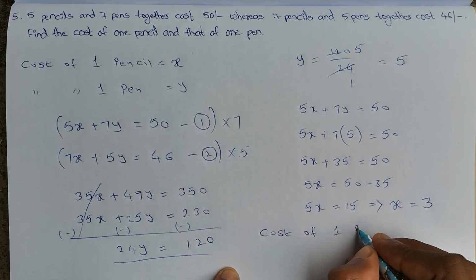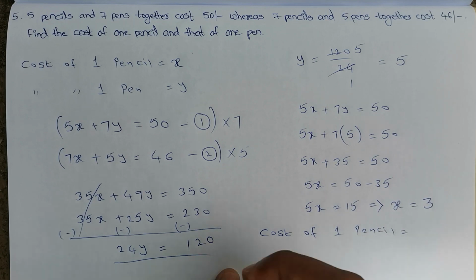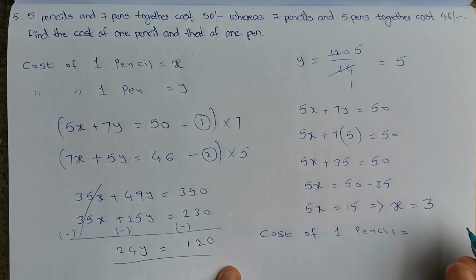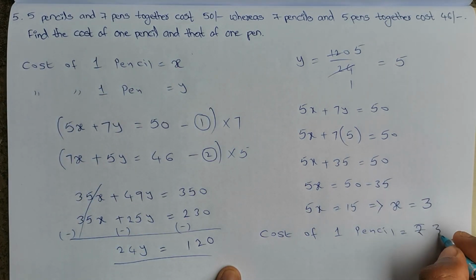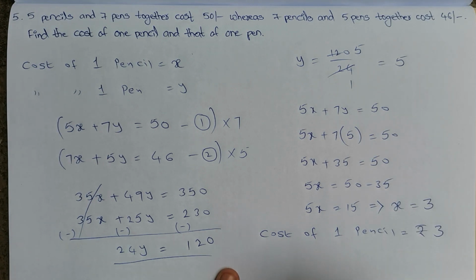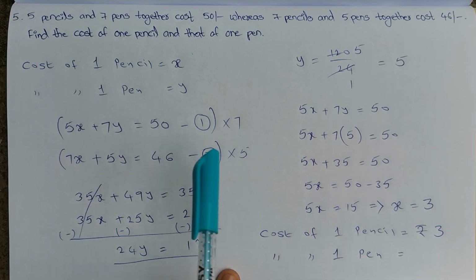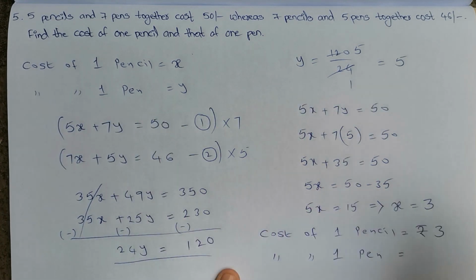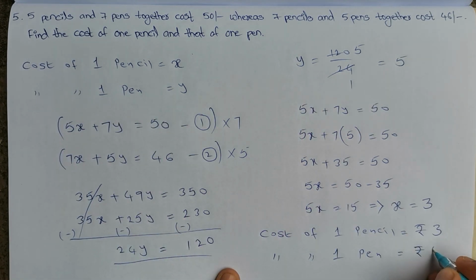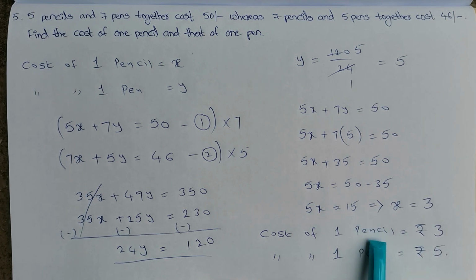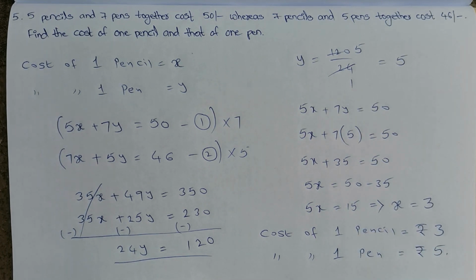Cost of one pencil we took as x, so here x is nothing but 3. So 3 rupees. Cost of one pencil is 3 rupees. The same way, cost of one pen. Pen we represented with the symbol y, so y is equal to 5. Cost of one pen is 5 rupees. One pencil cost is 3 rupees and one pen cost is 5 rupees.